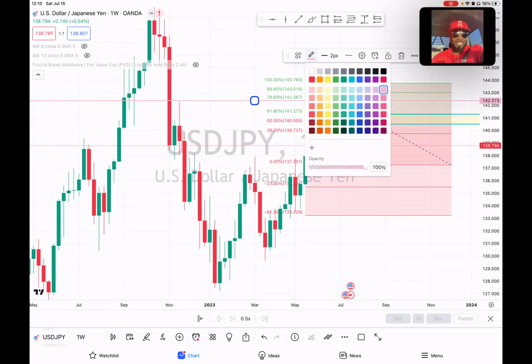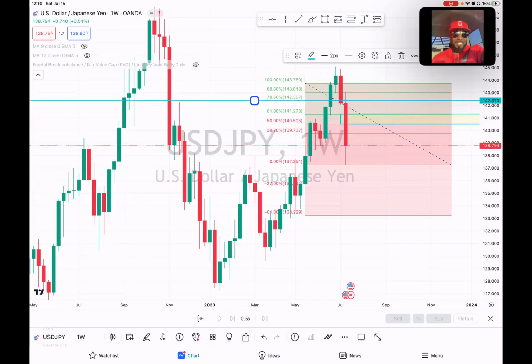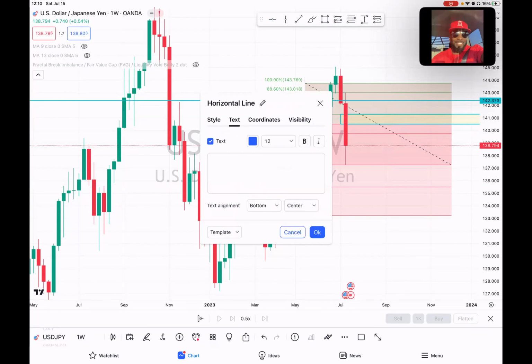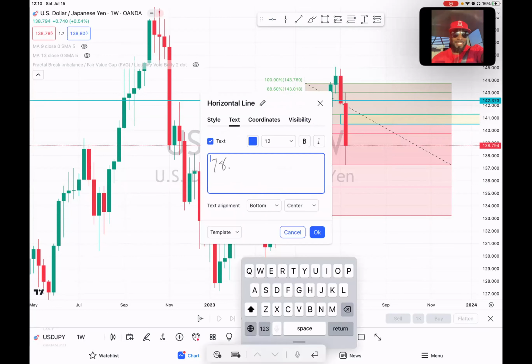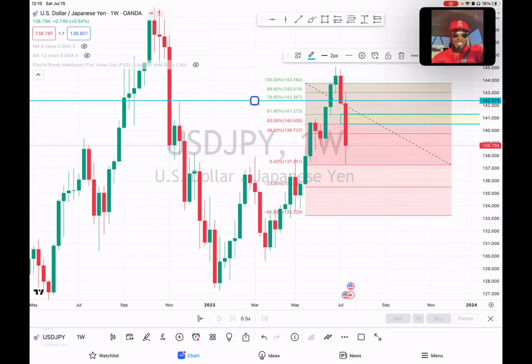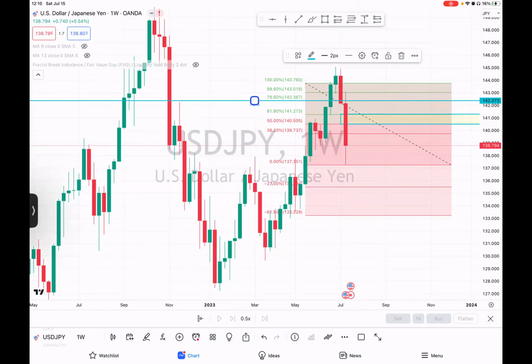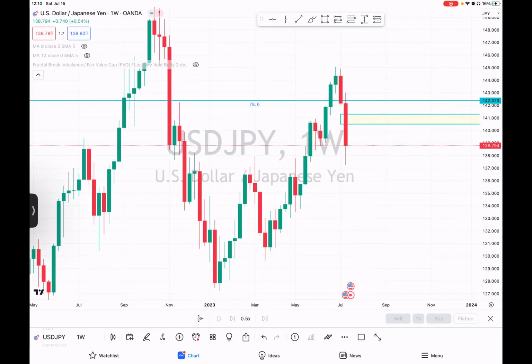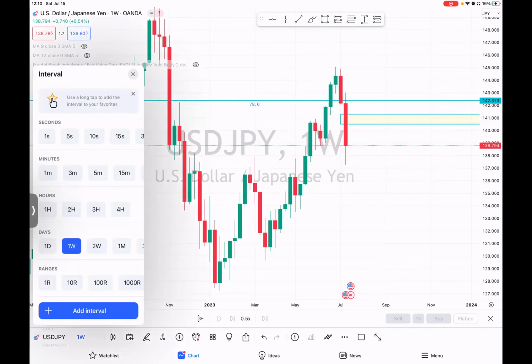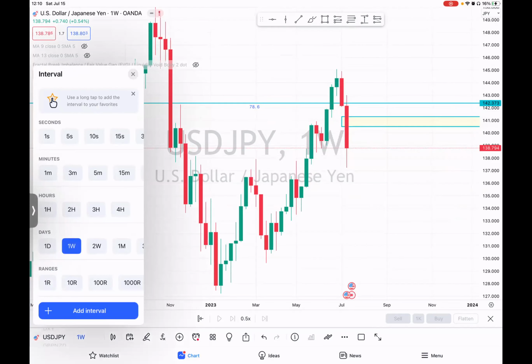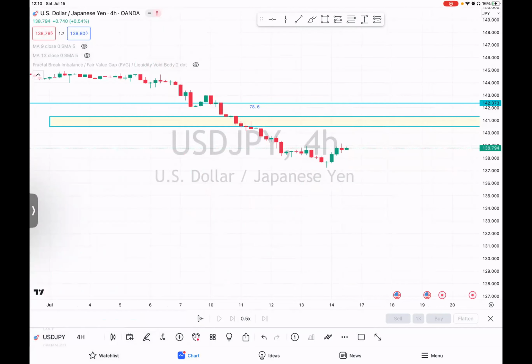And I will make it this color. So this is my 78. All right, so that's the 78. Now we could drop down to the daily or the 4 hour. I would go straight to the 4 hour, and after that maybe to the 15.